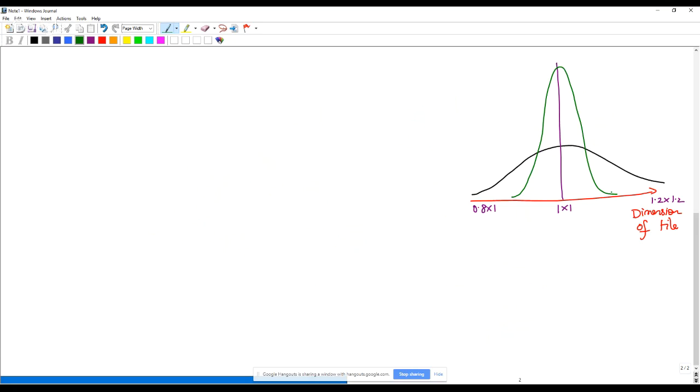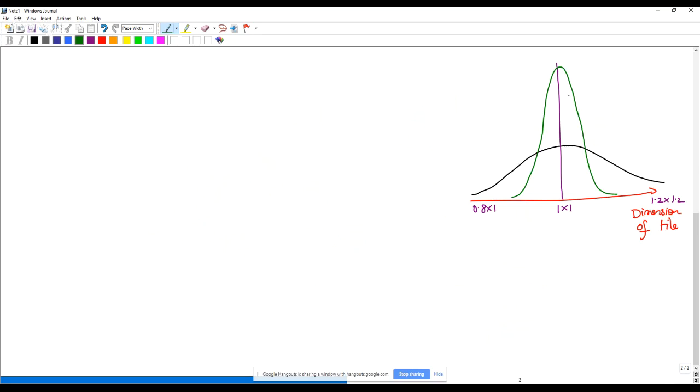The thinner this distribution is, the closer you are to the target, the more number of times, because this graph does not mean anything other than the number of times. When I drew this green curve larger than the black curve, it means there is a larger probability of samples falling around 1 cross 1. That's all. You just need to think in terms of probability. Yes, there is a valid question.